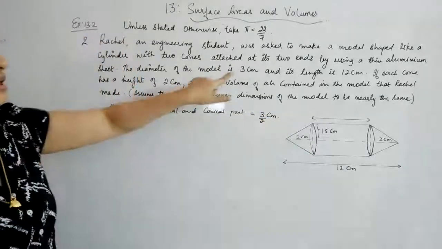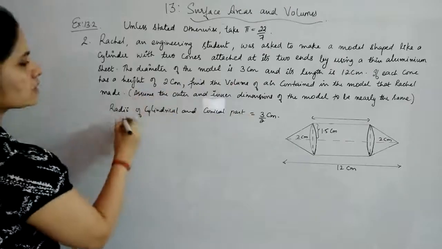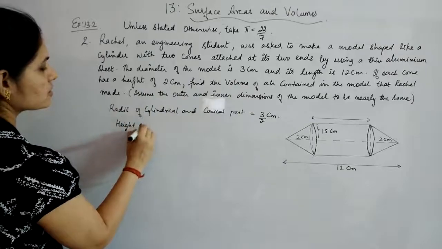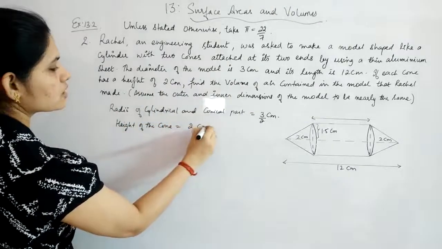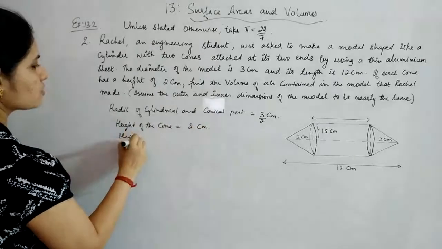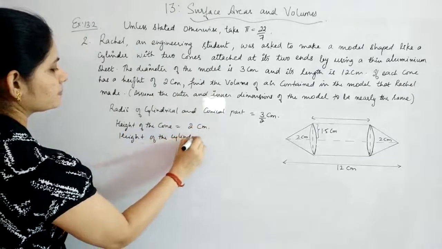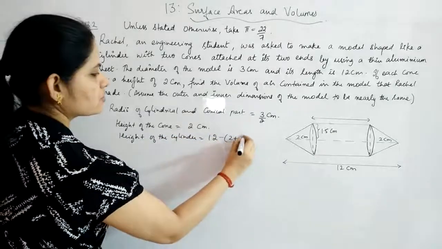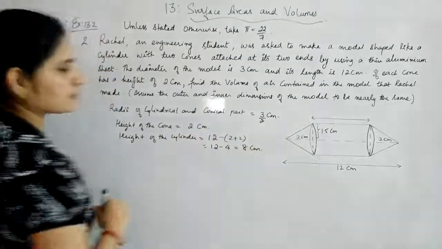The diameter is given to be 3 centimeters, so the radius is 3 by 2, or you can use 1.5 also. Now the next thing which you need is the height of the cone. Height of the cone is given to be again 2 centimeters. Now you need the height of the cylinder, which will be the total height, that is 12 minus (2 plus 2), 12 minus 4 equal to 8 centimeters.